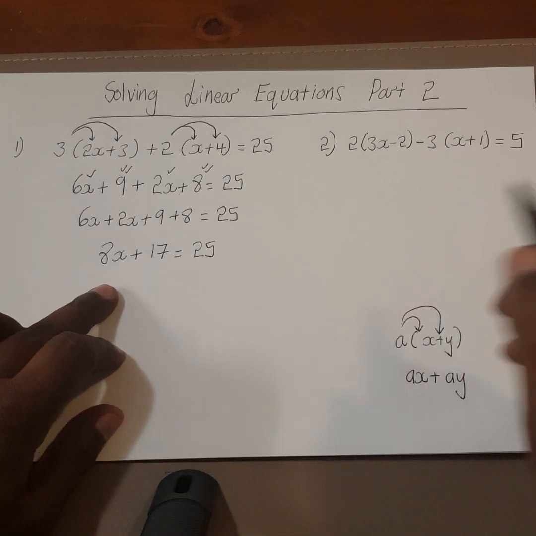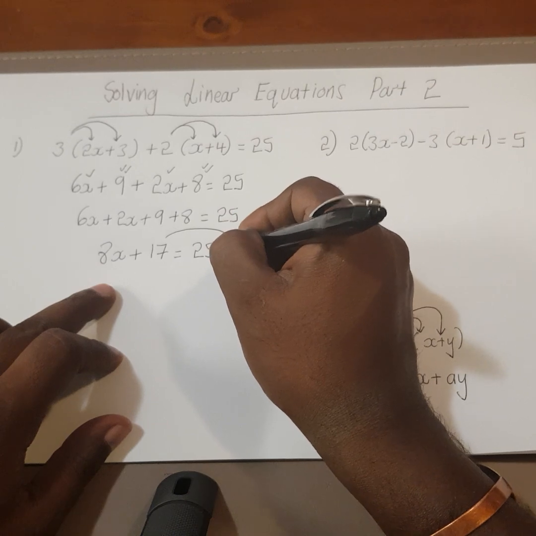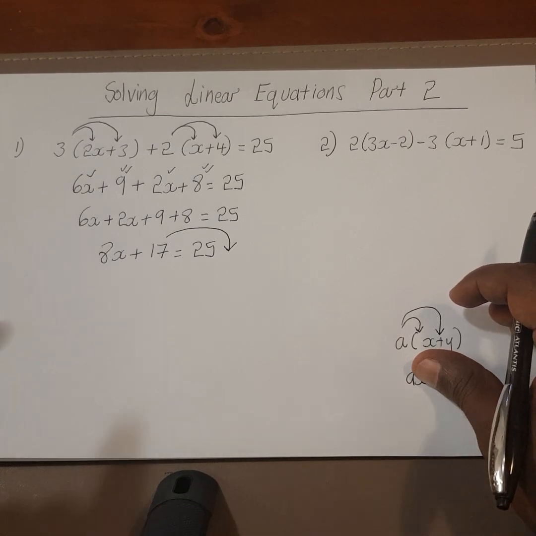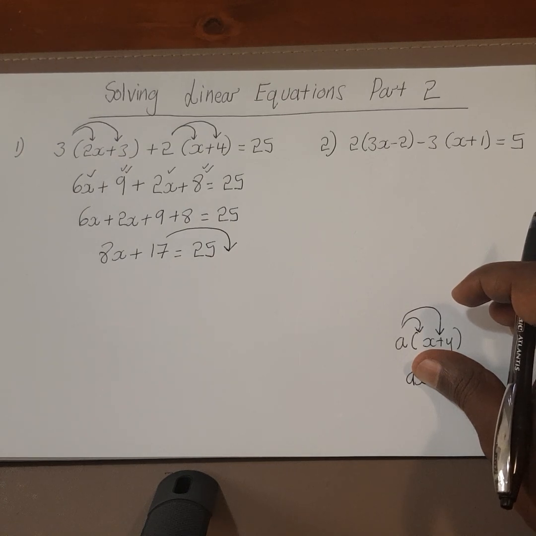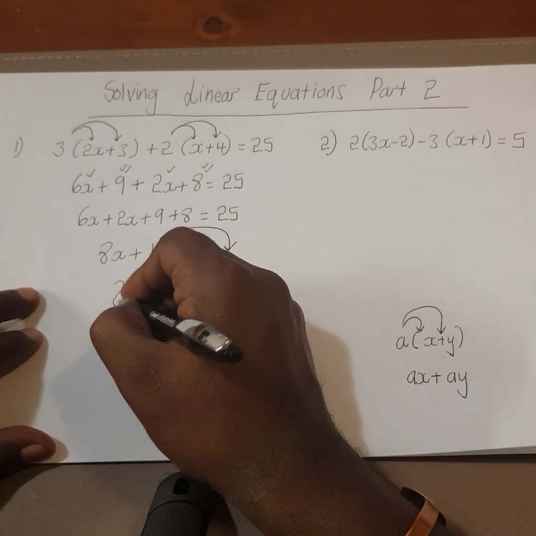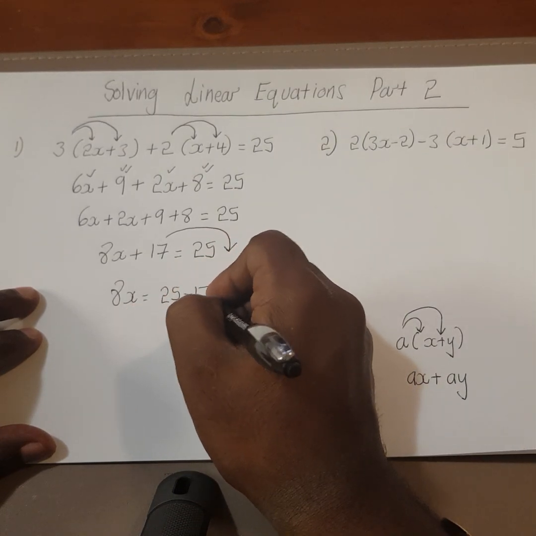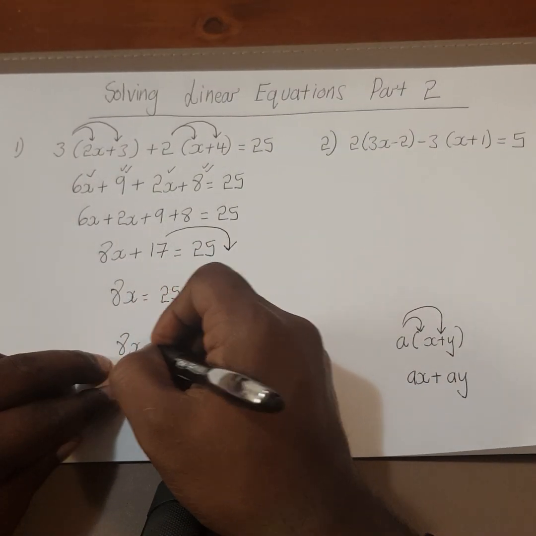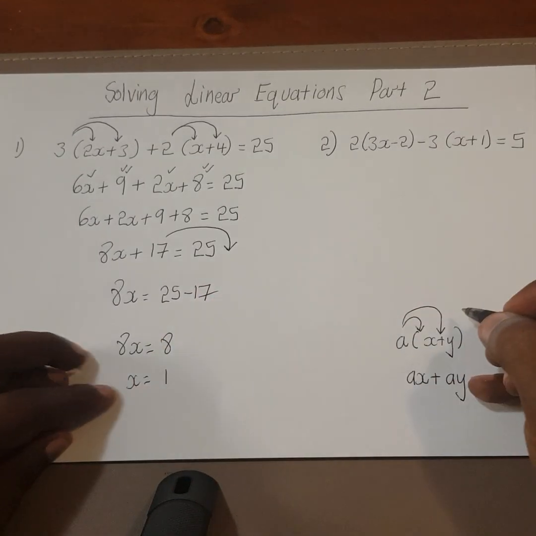All right, so what we do here, we put the numbers on the other side, and I will move 17 over there. Please remember, when you move a number or a letter to the other side, the sign will have to change. So if it's positive 17 here, over there, that now becomes negative 17. So that becomes 8x is equal to 25 minus 17. I just want to show you in detail what we're doing. And therefore 8x is equal to 8 and x is equal to 1.